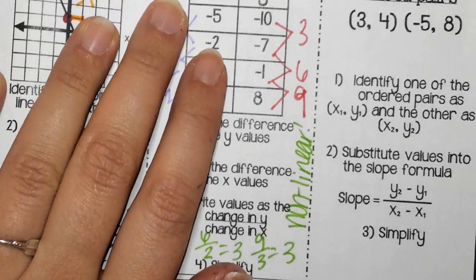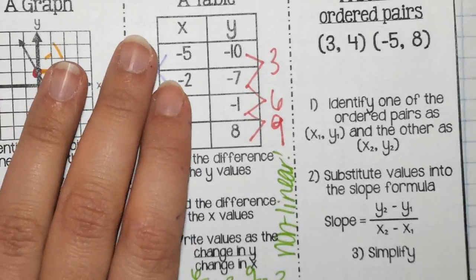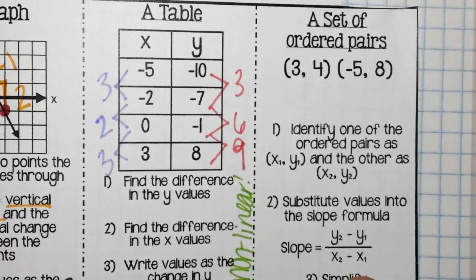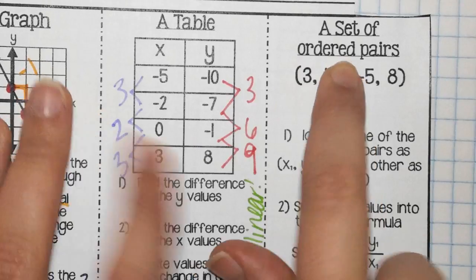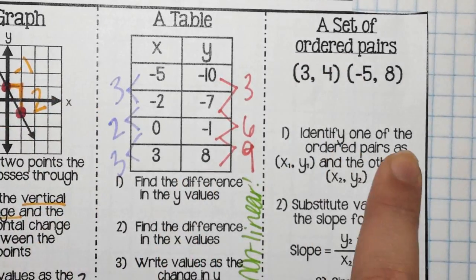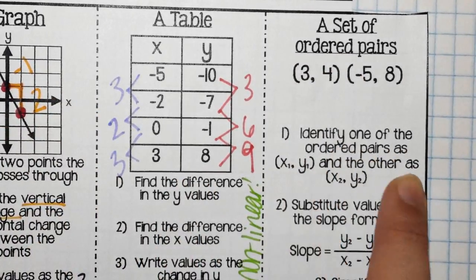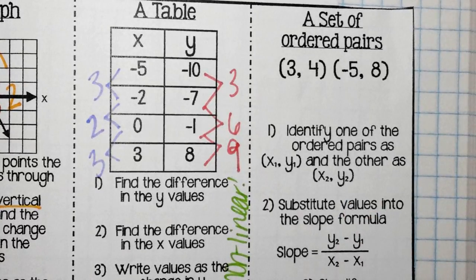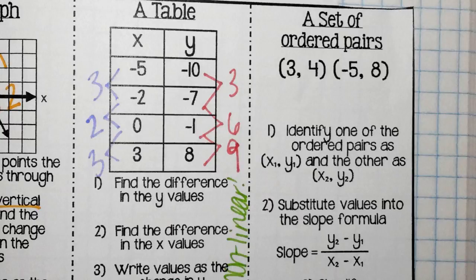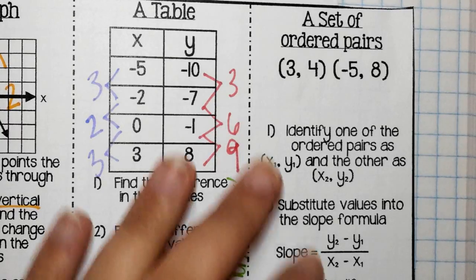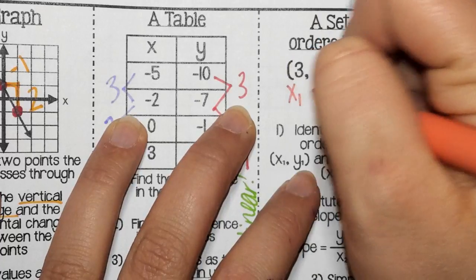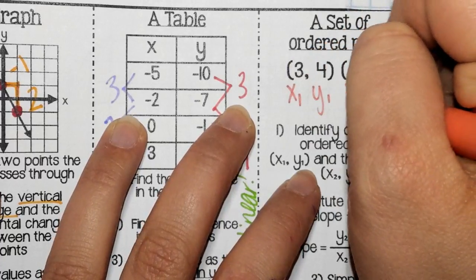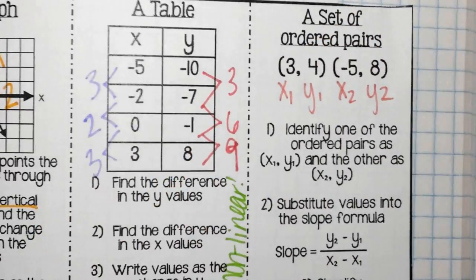Alright, so now back to this foldable where it has our steps. It says a set of ordered pairs for finding our slope. It says identify one of the ordered pairs as x1, y1 and the other as x2, y2. So you're going to do this every single time. So you're going to call x1, y1, x2, y2.